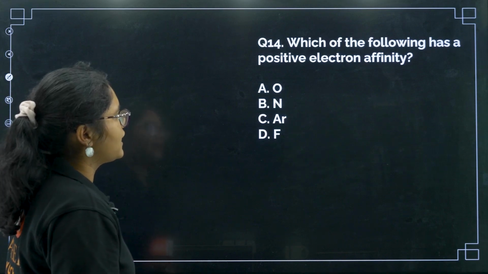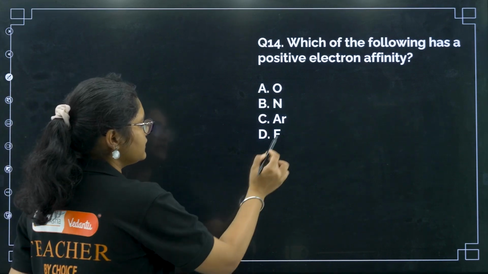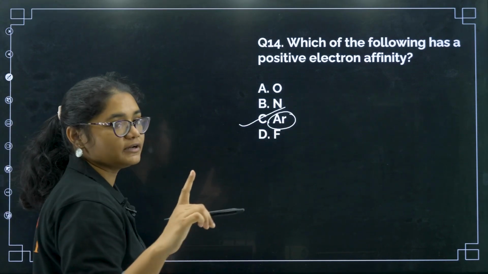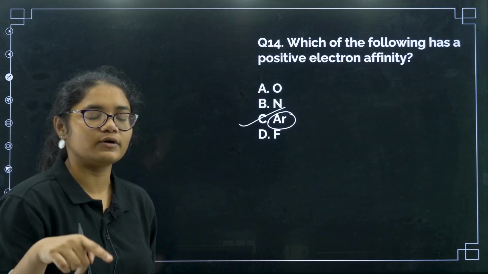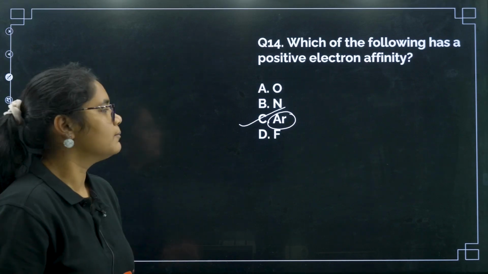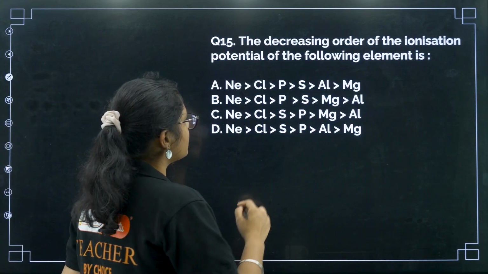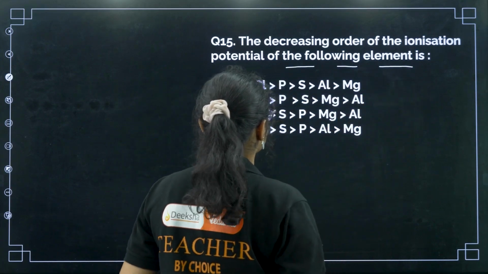Next, which of the following has the positive electron affinity? Argon will have positive electron affinity because it is a noble gas. To add more electrons to argon, you will require more energy. Next, the decreasing order of ionization potential of the following elements.